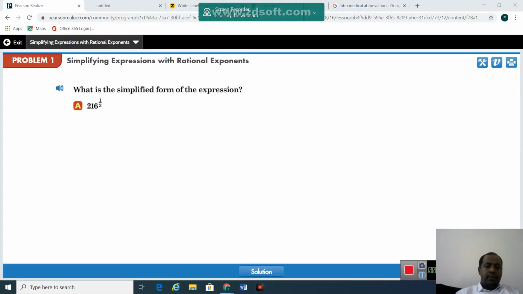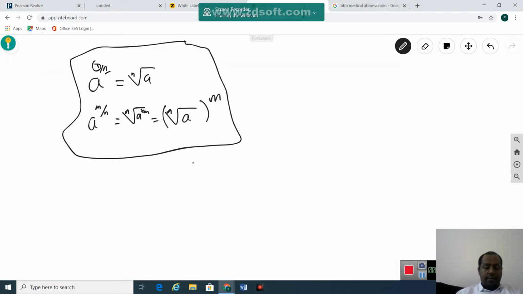Okay, problem 1. In problem 1, we are going to simplify a rational exponent. Problem 1 says, what is the simplified form of the expression 216 to the power of 1 over 3? I'm going to simplify 216 to the power of 1 over 3.